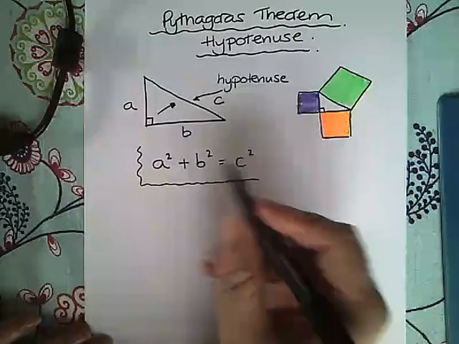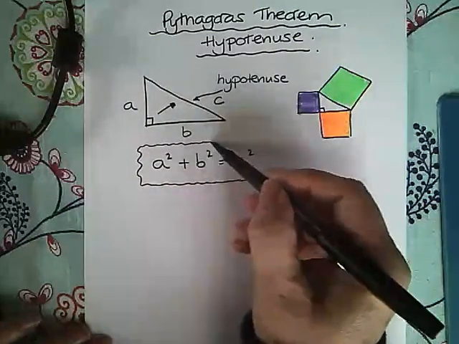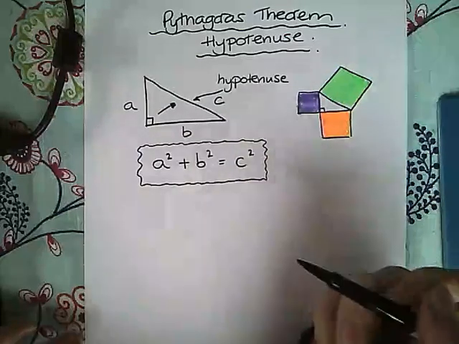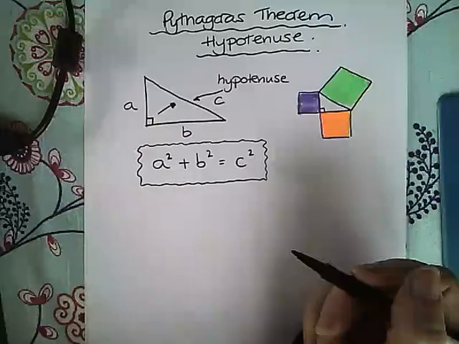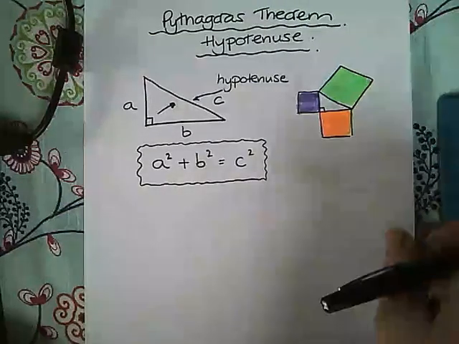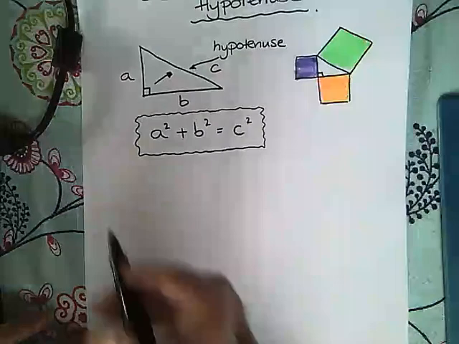And first of all, he worked it out with some whole numbers, some integers, and then later on he also did lots of calculations that showed it worked for all the triangles he could possibly work it out for. So I'm going to do an example with some numbers in a triangle to show you how it works.